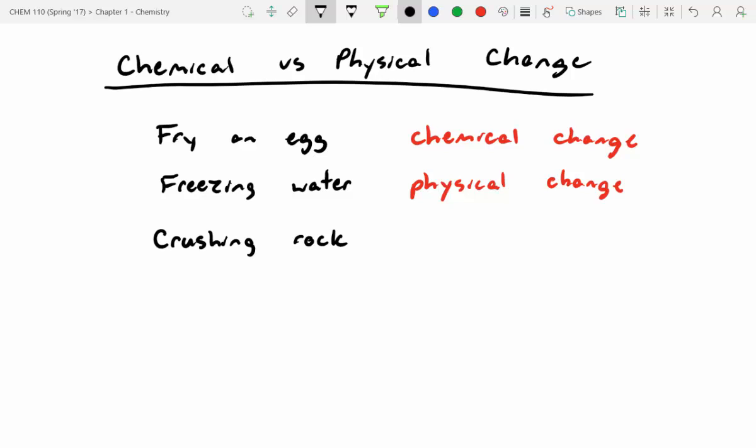What do you guys think? Raise your hand if you think it's a physical change. Why do you think it's a physical change? Does anyone want to help me? It's just less rock. You're changing the size of the rock. It's still rock, it's just smaller rock. Okay, so that's a physical change. All right, let's do another one. Let's do digesting food.